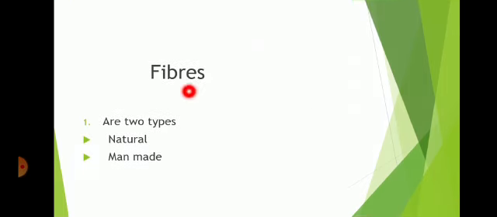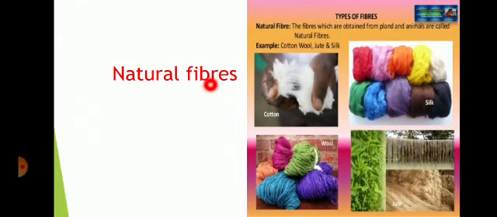Fibers. There are two types of fibers, that is natural fiber and man-made fiber. Let's see what the natural fibers are. Natural fibers. The fibers which are obtained from plants and animals are called natural fibers. Examples: cotton, wool, jute and silk. See the picture. This is cotton. This is silk, wool. Wool means woolen, and that is jute. These are the natural fibers.